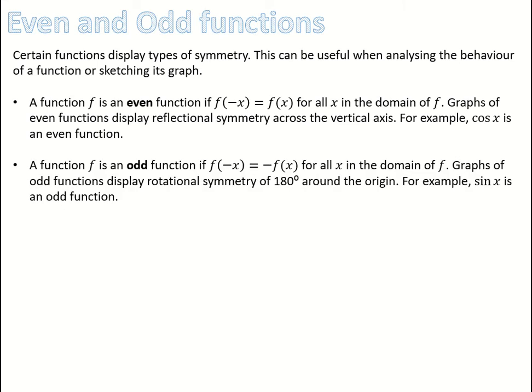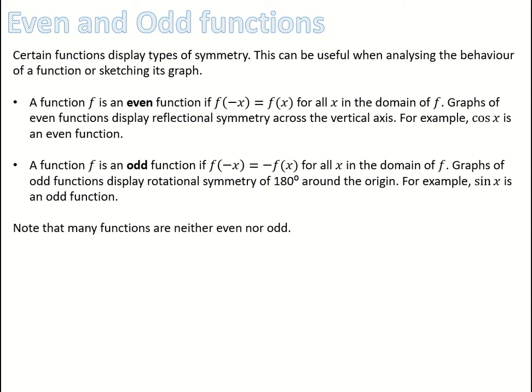For an odd function though, a function f is an odd function if f of minus x is equal to minus f of x for all x in the domain of f. So graphs of odd functions display rotational symmetry of 180 degrees around the origin. So for example, sine x is an odd function, okay?